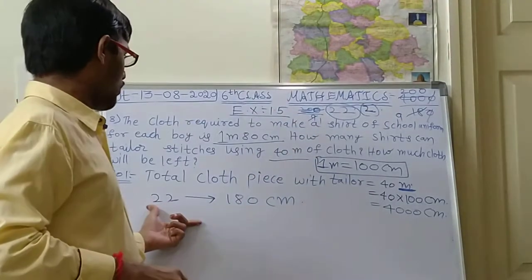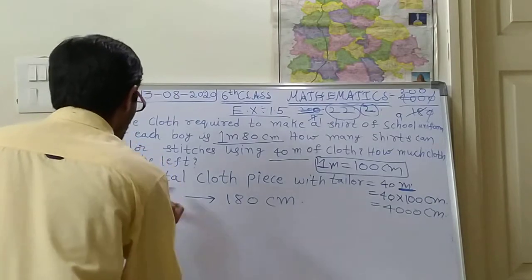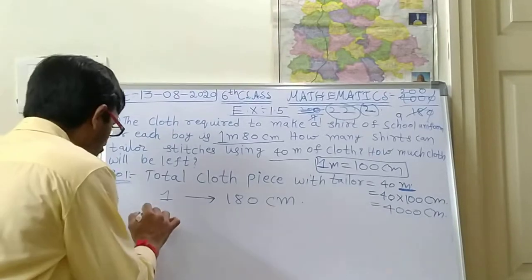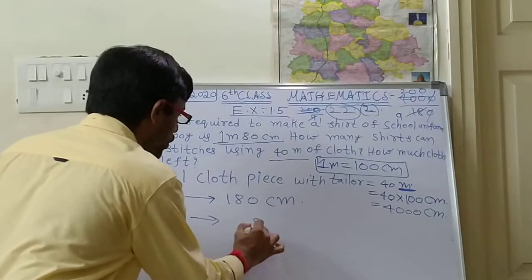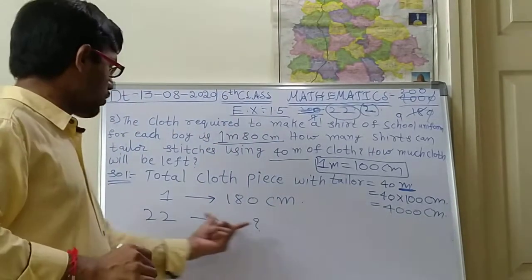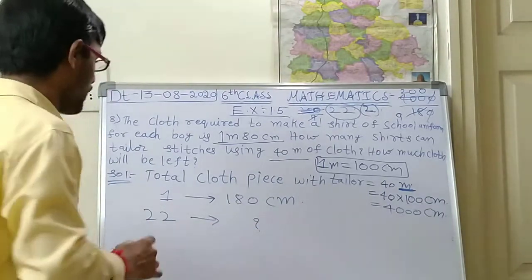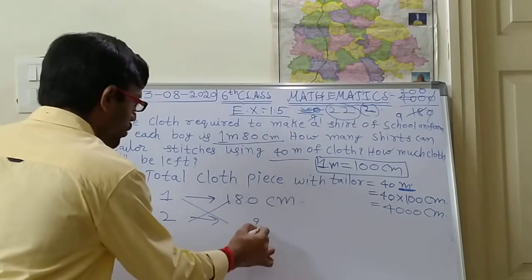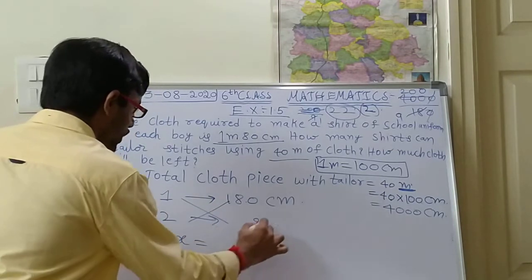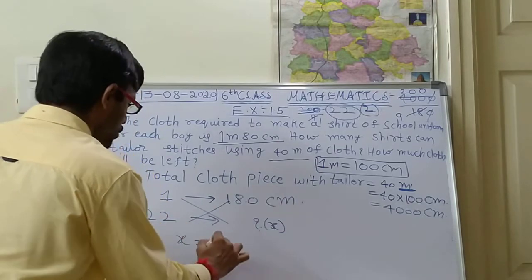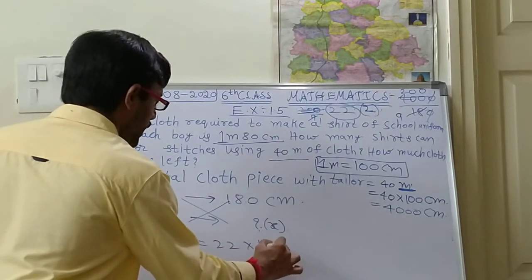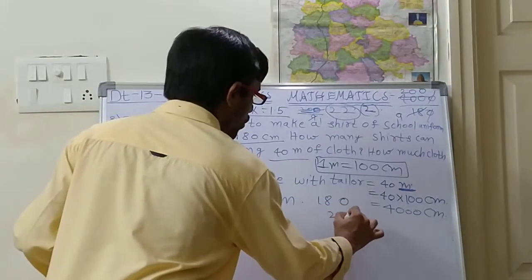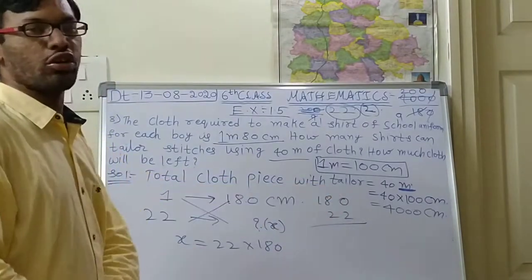So wait. For one shirt piece, 180 centimeters of cloth piece. So for 22 shirts, how much cloth piece is required? So 22 into 180. Cross multiplication: 1 into x, consider this as x. So x is equal to 22 into 180. Do the product of these two. So 180 into 22 is how much?